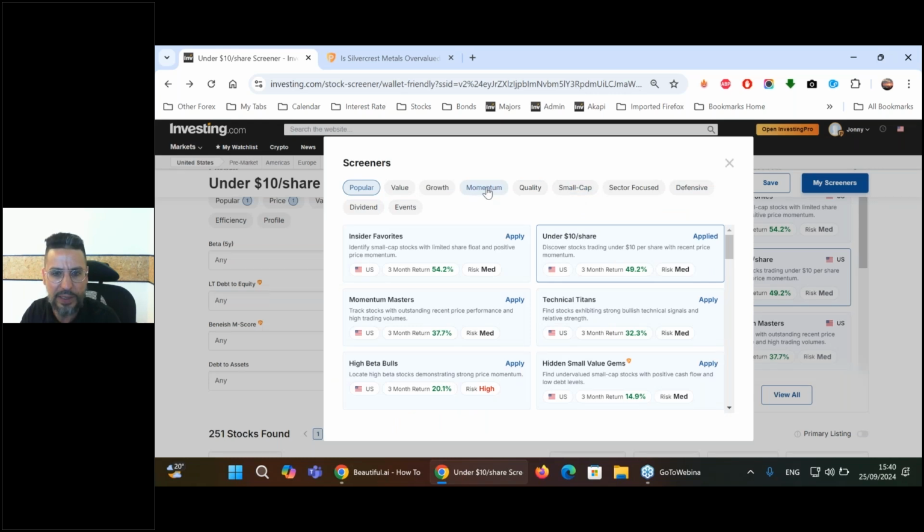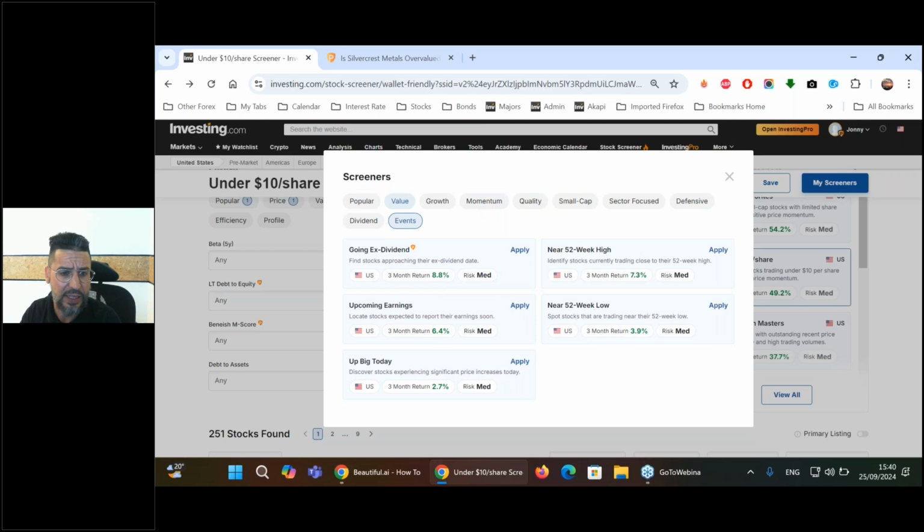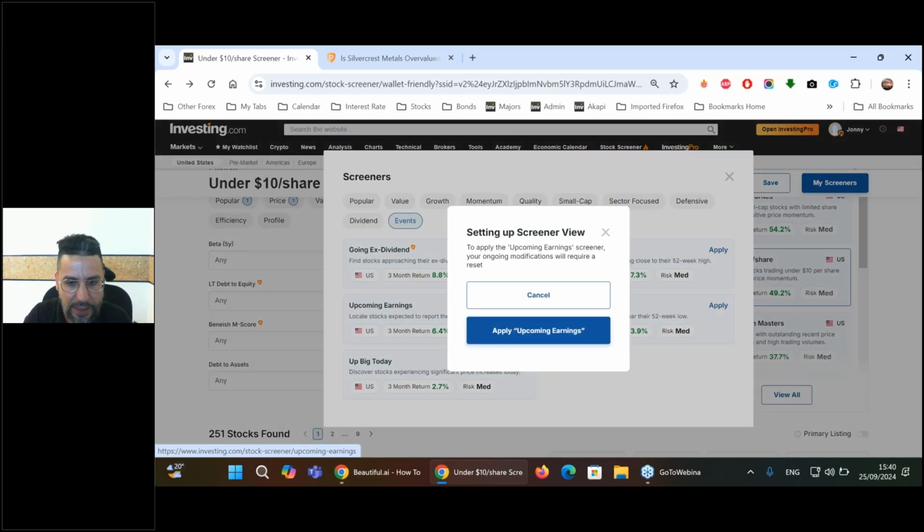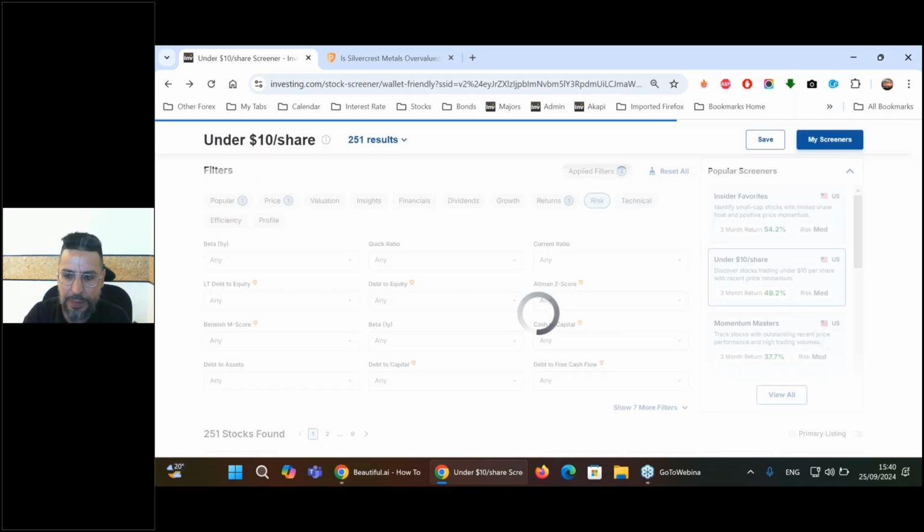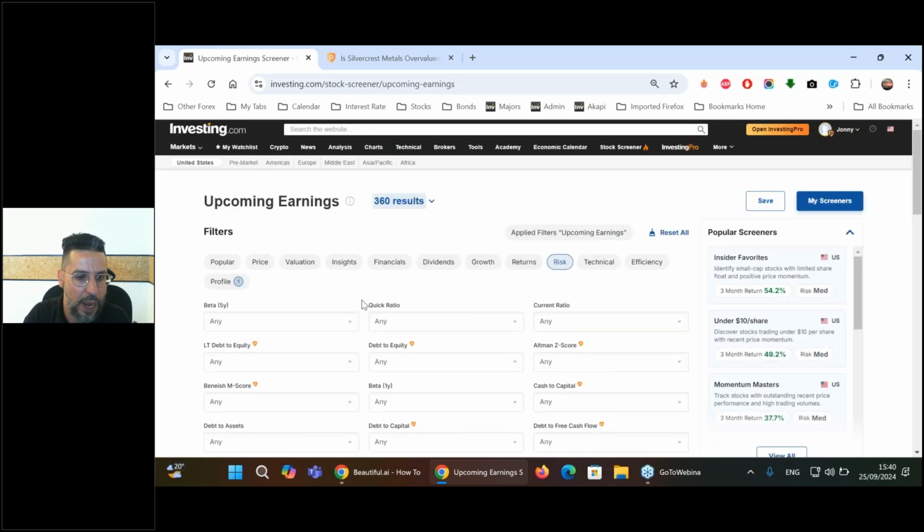Of course, focusing on dividend names or events. With the events, we actually have upcoming earnings, which I mentioned. We've got earnings season coming up. As you can see, these preset screeners have been underperforming the broader market over the past 3 months. But with earnings season picking up in a couple of weeks, this screener right here could definitely be the one where you find those winners.